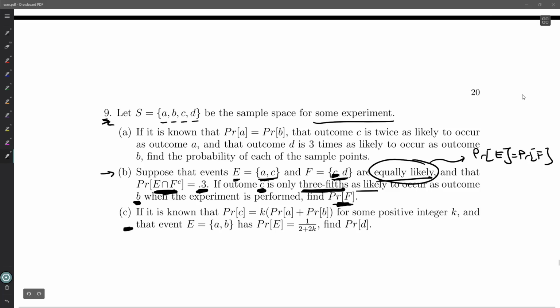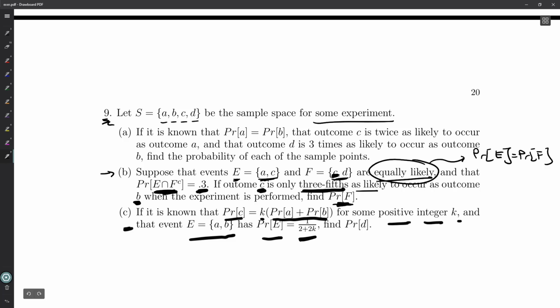So we've got wholly new information. It's known that the probability of C is K times the probability of A plus the probability of B for some positive integer K, and that event E is A plus B, and the probability of E is 1 over 2 plus 2K. Find the probability of D. Okay, so this is going to be another sort of algebra hunt.